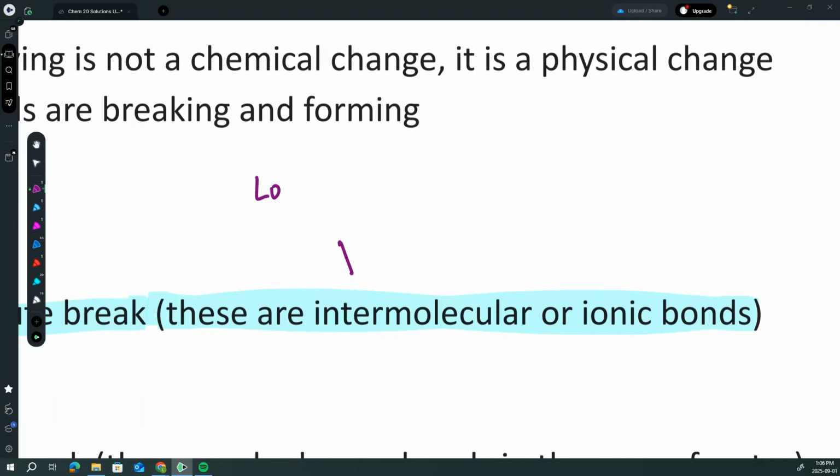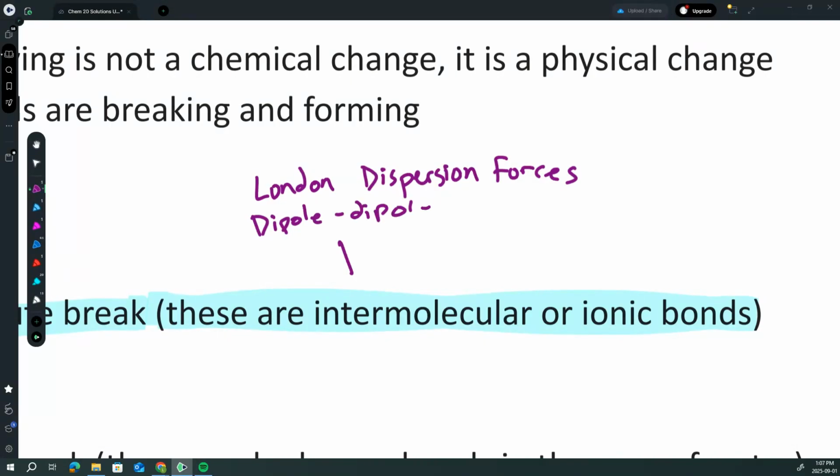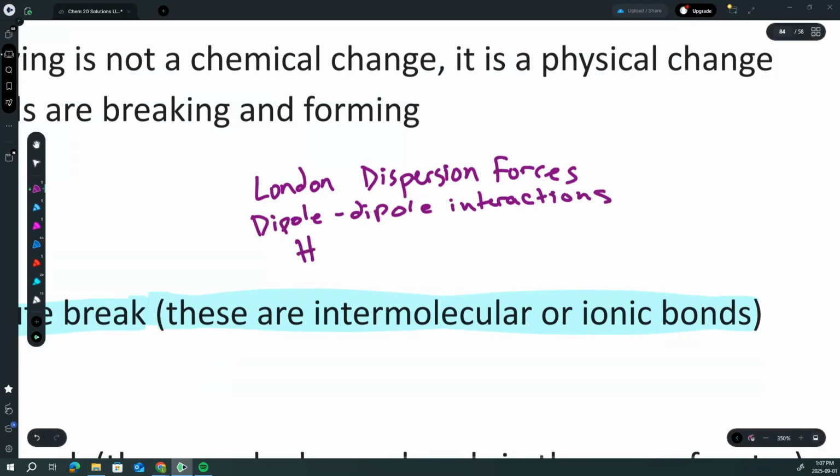So London dispersion forces, also known as London forces. Dipole interactions. And then your hydrogen bonds.